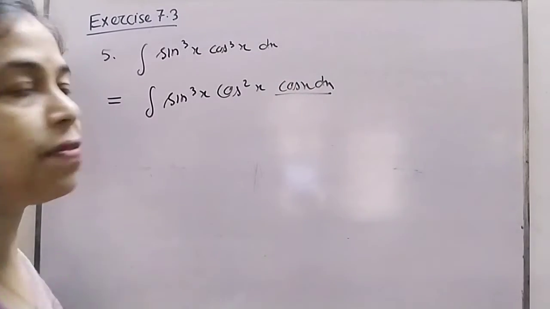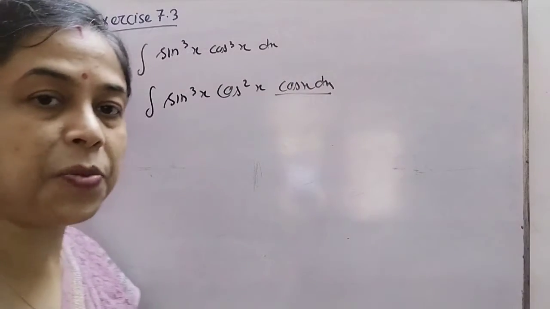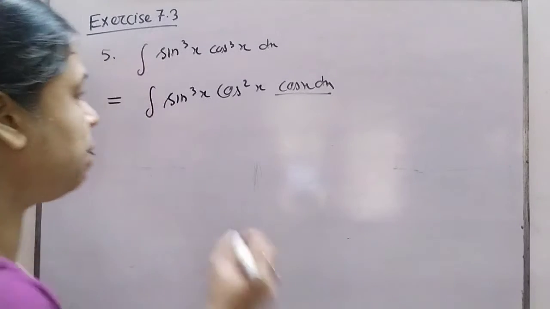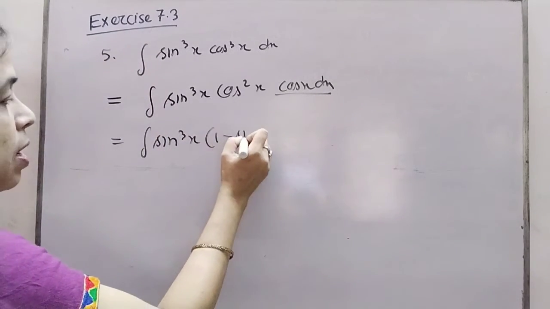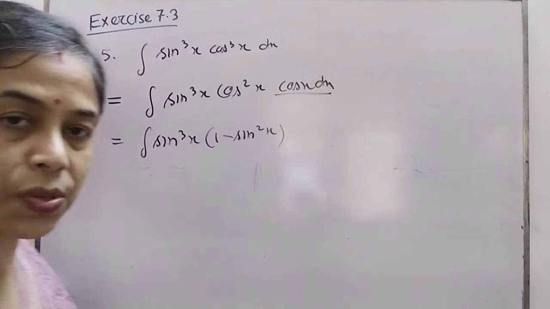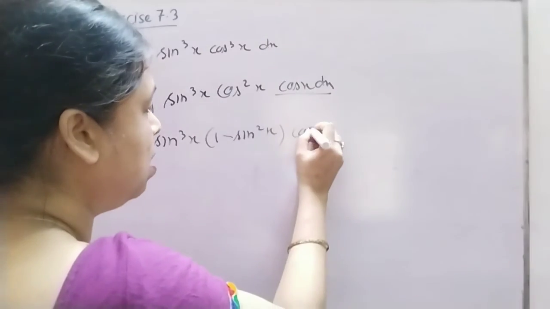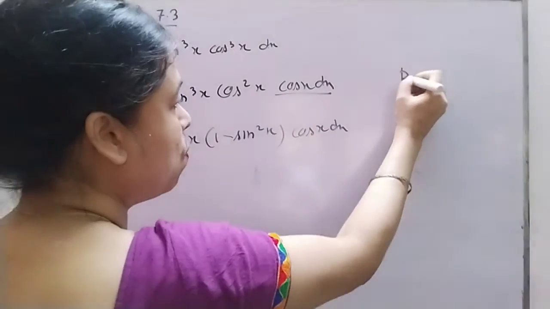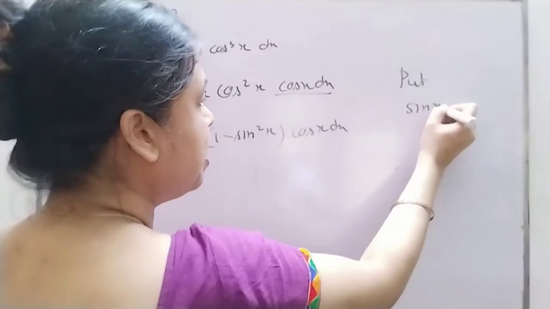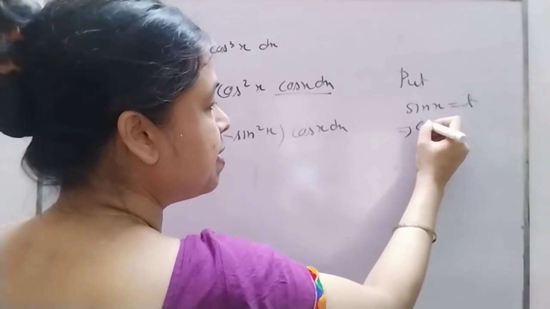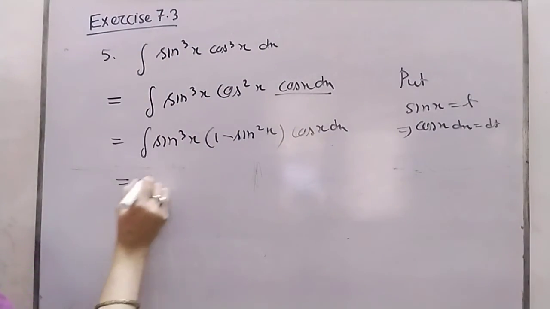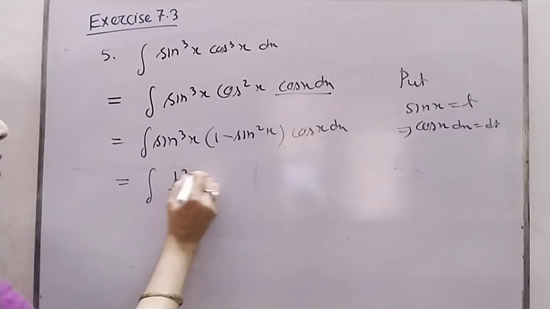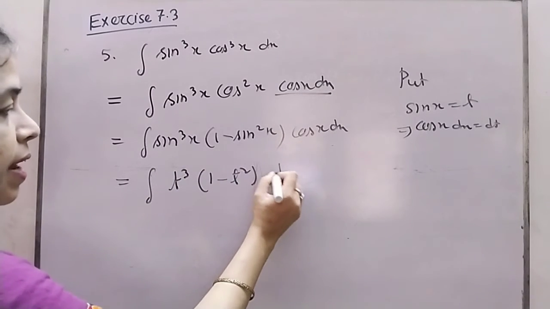I want to get the derivative of cos now. To get the derivative of cos, we will substitute sin. So I have to change all the remaining in terms of sin. This is the procedure. In terms of sin, by using sin square theta plus cos square theta equal to 1, cos x into dx. So what is the substitution? Put sin x equal to t. Then the sin x derivative is cos x dx equal to dt. So it converts to t cube into 1 minus t square, and this is dt.